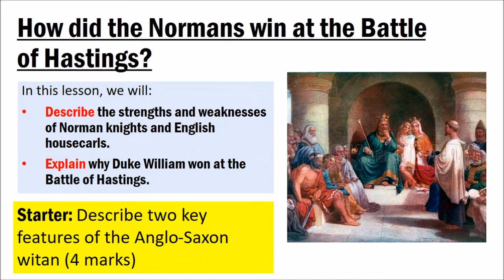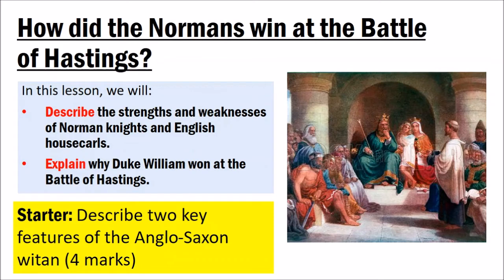To begin, let us have a go at this GCSE question. It's worth 4 marks and it should take you no more than 4 minutes. You should describe 2 key features of an Anglo-Saxon Witan. So what was the Witan? You have to write 2 things about it, and each key feature needs to be expanded with examples. So have a go at that one, and then we'll be ready to begin.